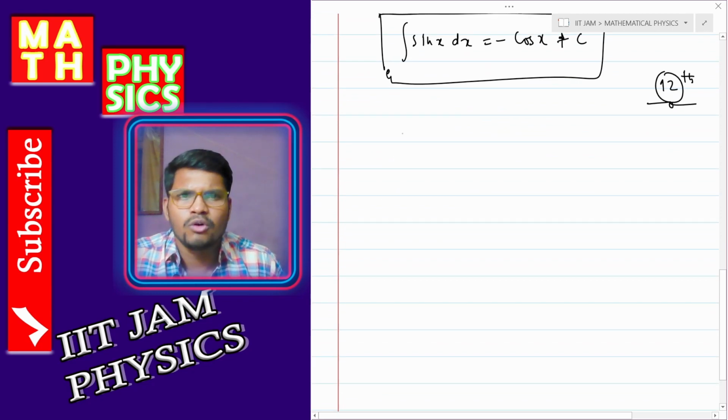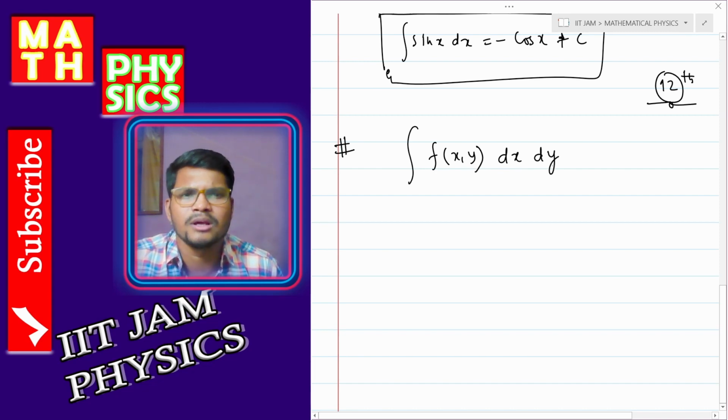Okay, so now the problem over here is how we can do the integral if a function depends on both x and y, and therefore we need to take an integral on dx as well as dy.